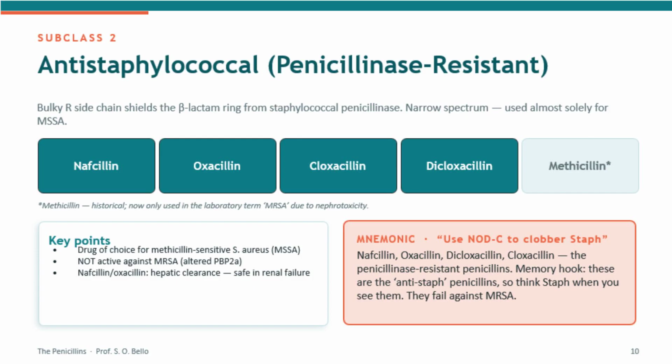Two clinical pearls. First, they do not work against MRSA because MRSA changes the target itself, making an altered penicillin-binding protein called PBP2A. We'll come back to that under resistance. Second, nafcillin and oxacillin are cleared by the liver, which makes them convenient in renal impairment. To keep the names handy, I use NODC to clobber staph: nafcillin, oxacillin, dicloxacillin, cloxacillin.